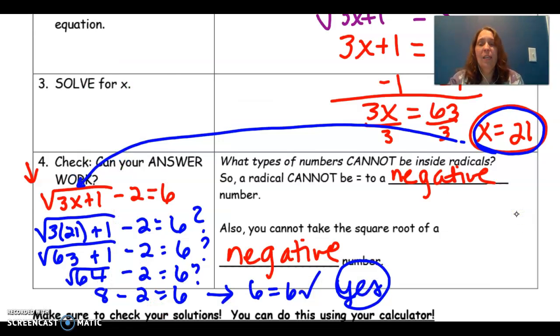All right, so key things, make sure to check your solutions. You can do that using your calculator. If for some reason you get an answer that doesn't make sense, like maybe instead of getting 6 equals 6 here, maybe I got 6 equals negative 6, I would have to say, well, that didn't work, so there's no solution. All right, please go ahead and turn the page.